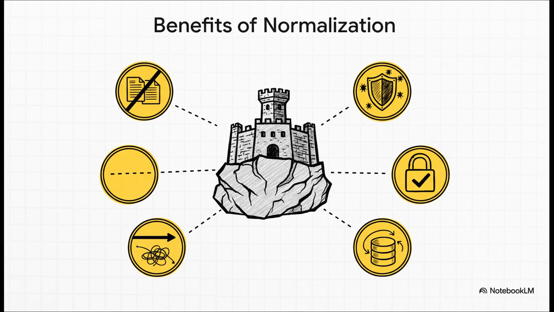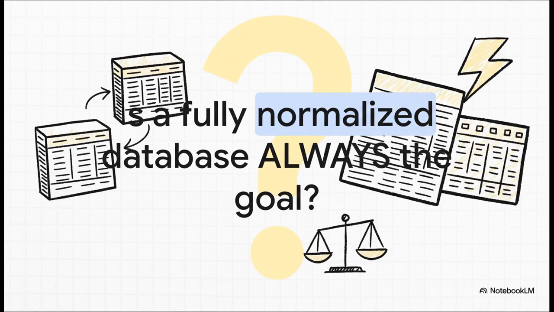But I want to leave you with one last question to chew on. We've spent all this time fighting for the perfectly structured, completely normalized database. But is that always the goal? Sometimes, for pure performance, designers will intentionally de-normalize their data. They'll break the rules we just learned, mushing tables back together just to make a specific query run lightning fast. It's a trade-off, right? Purity versus speed. So the real question for you is, can you think of a time when raw speed might actually be more important than perfect, clean structure?